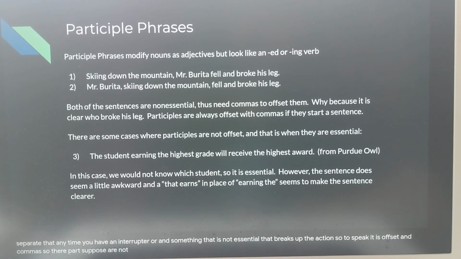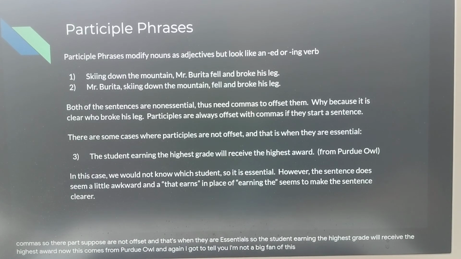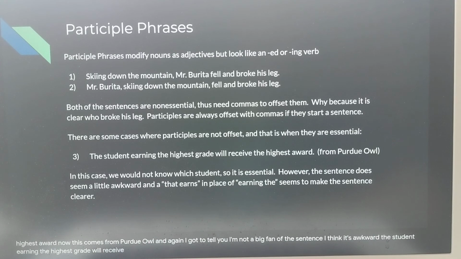So there are cases when participles are not offset, and that's when they are essential. The student earning the highest grade will receive the highest award. Now, this comes from Purdue Owl. And again, I got to tell you, I'm not a big fan of this sentence. I think it's awkward. The student earning the highest grade will receive the highest reward.